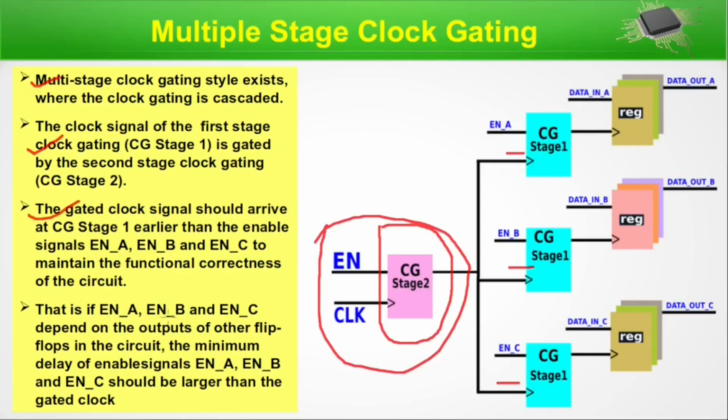That is, if enable A, enable B and enable C depend on the outputs of other flip-flops in the circuit, the minimum delay of enable signals should be larger than the gated clock. And then when data will come here, this clock signal is reaching here. When data will come here, data will go outside. This is multiple stage clock gating.